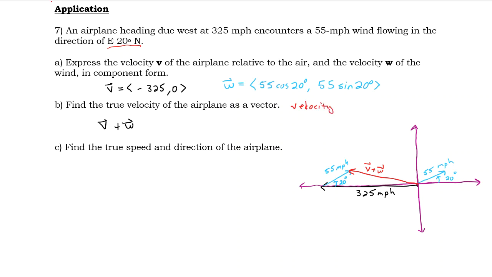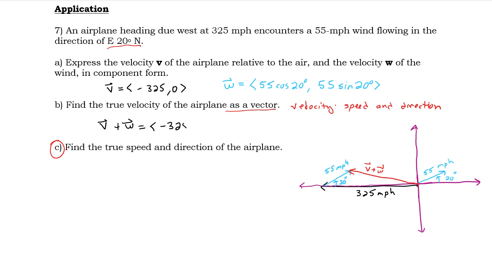Velocity. We need to find speed in miles per hour and direction, which is really what is happening down here as well, the speed and direction. So find it as a vector. So as a vector, that's vector v plus w.